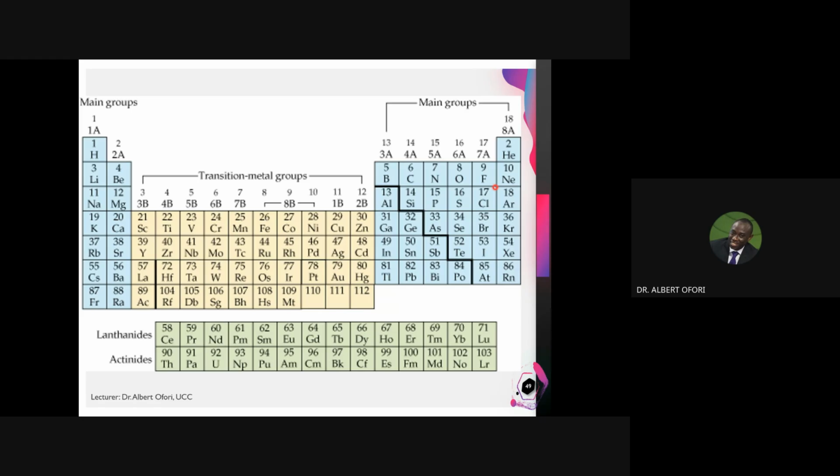So I want to take group 1. Is it okay to proceed or to halt?